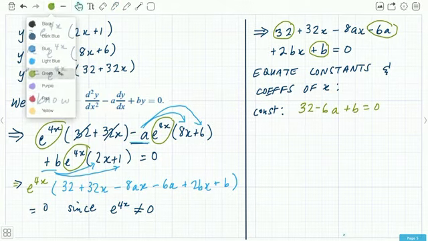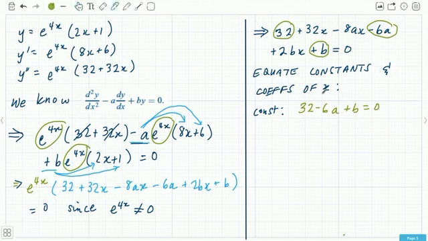So we end up with, and just rewrite this, just put all the a's and b's on one side. So we've got, take that over to this side, so we'd have 6a minus b equals 32. So that's our first equation.